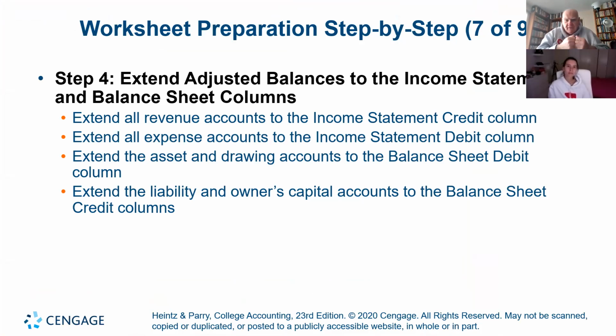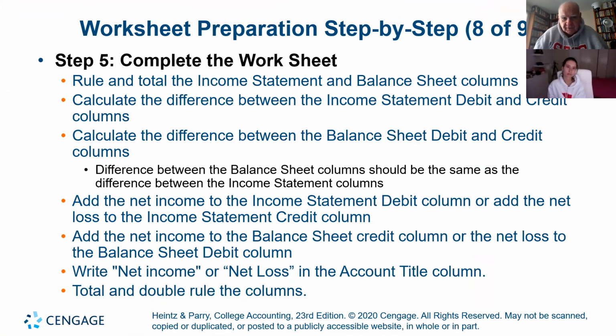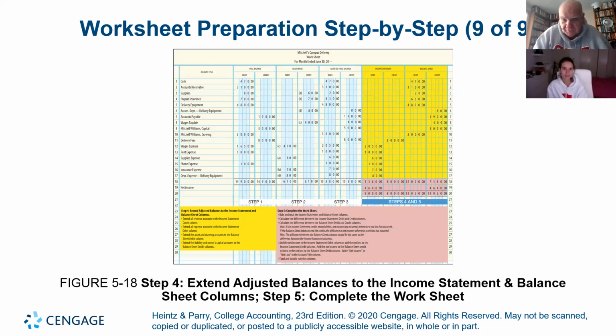Now that we have that pair of columns done, we can now prepare the financial statements. So the next 2 columns are going to be the income statement, and the next 2 will be the balance sheet. And here's how we do it using the worksheet. Holy cow, look at all these instructions. Complete the worksheet. You fill out the columns, calculate the difference. I'm going to show you rather than talk through all this, okay?